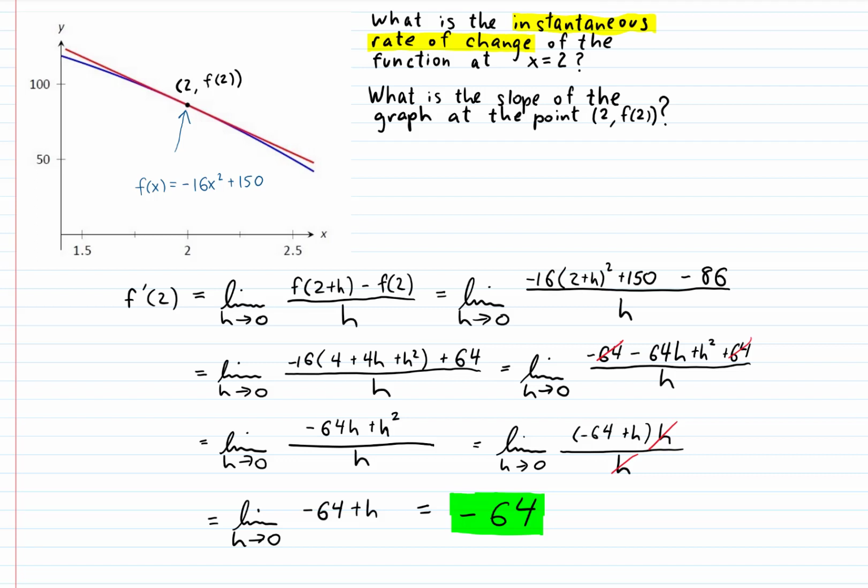Which means that the function is decreasing at a rate of 64 vertical units for every horizontal unit. I said 64 there. I didn't say negative 64 because I used the word decreasing. The word decreasing is your negative sign. Okay? So that's how that works. And that's called the derivative of f at 2. Okay?